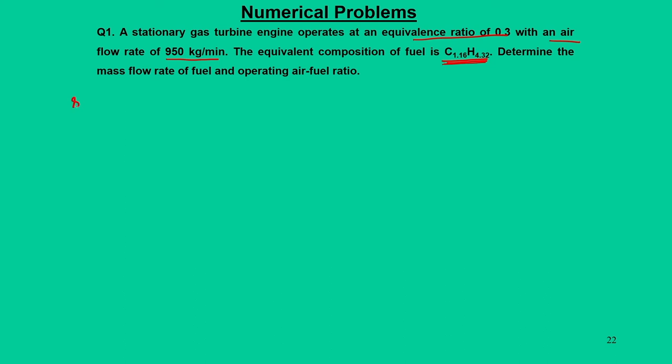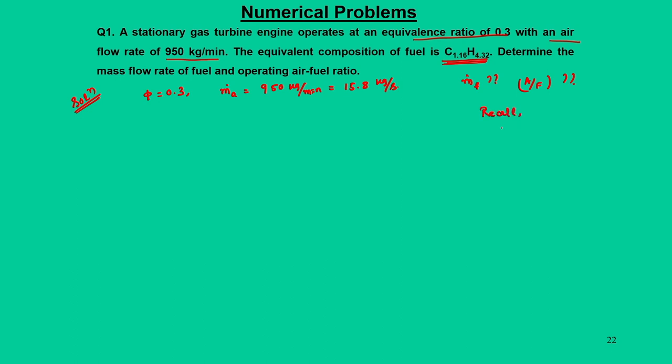To start the solution, what is given is phi equal to 0.3 and m dot a equal to 950 kg per minute, which can be calculated as 15.8 kg per second. And what we need to find out is m dot f and A by F, the air fuel ratio.